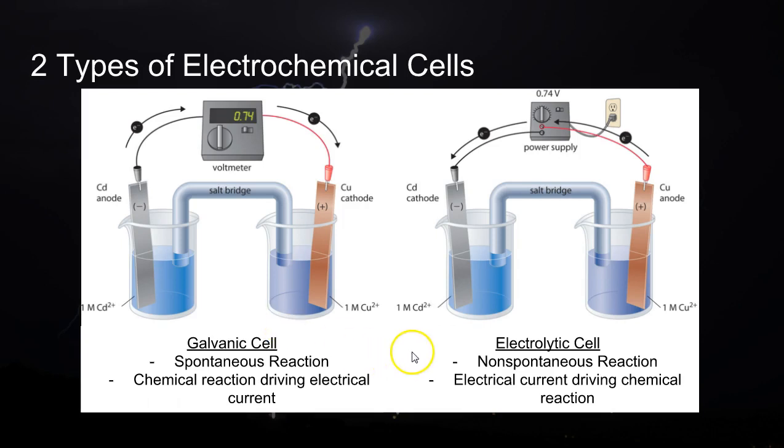The electrolytic cell, notice the difference in the picture, right? This is hooked up to a power supply because an electrolytic cell is taking a reaction that wouldn't normally happen on its own and forcing it to happen by applying an electrical current to it. So it's electricity creating chemistry as opposed to the galvanic cell, which is chemistry creating electricity. You could even have a galvanic cell that is hooked up to drive an electrolytic cell.